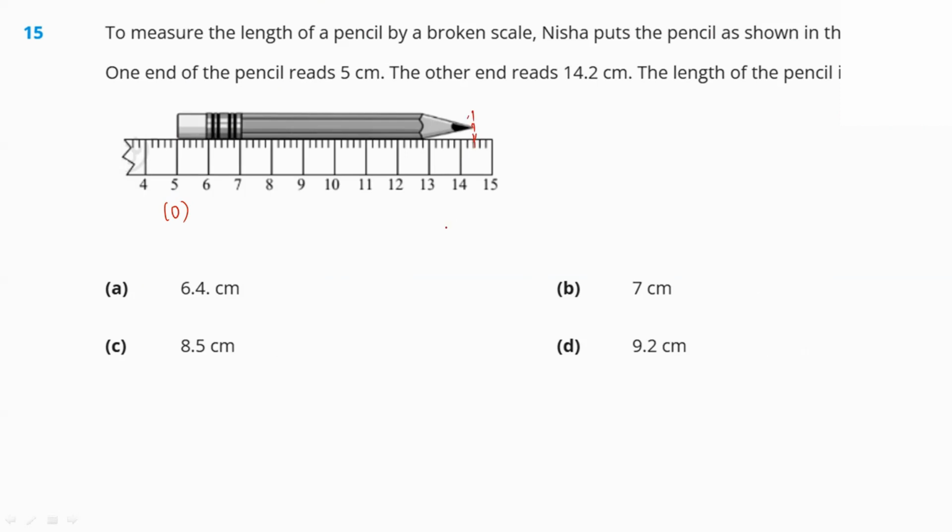So this is very simple. You have to just subtract 5 from 14.2, because our pencil's 0 marking is at the 5 point. So we subtract 5 from 14.2 and we get 9.2 as our answer, 9.2 centimeters. So the length of the pencil is 9.2. Option number D is the correct answer.